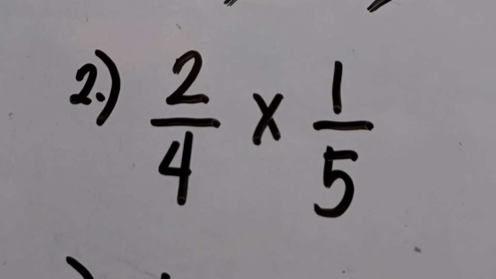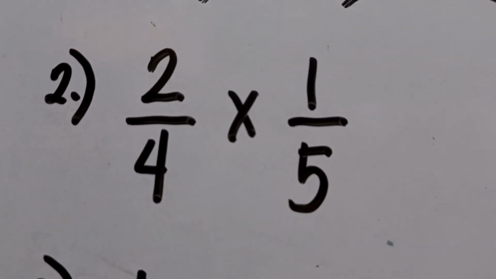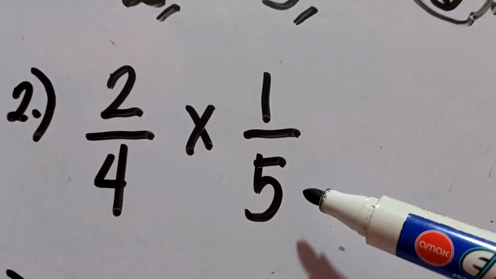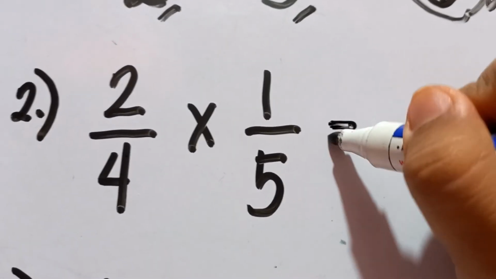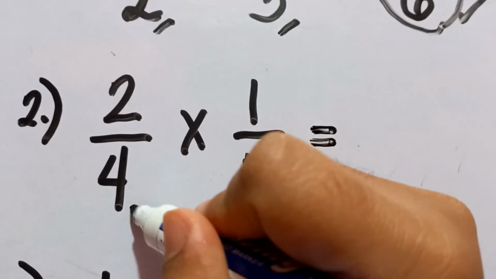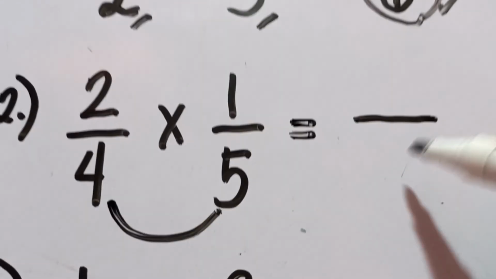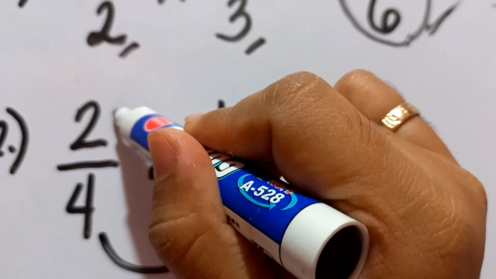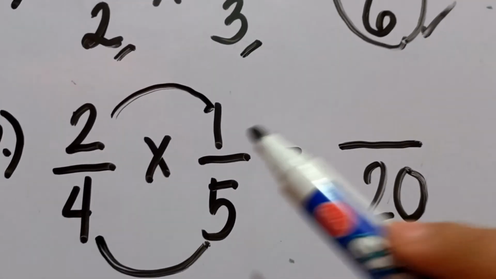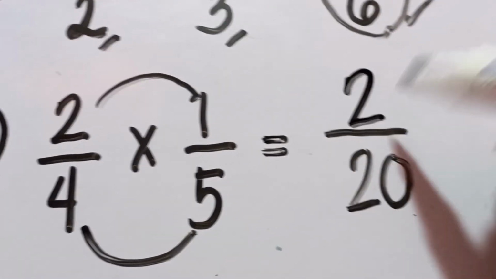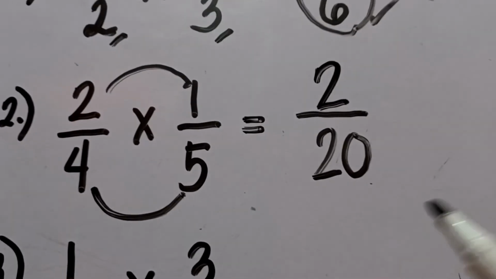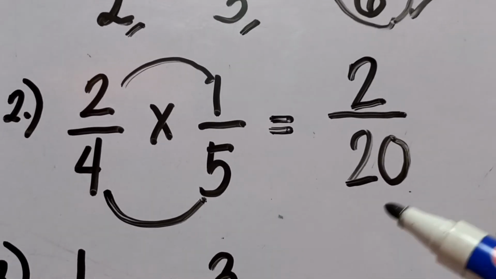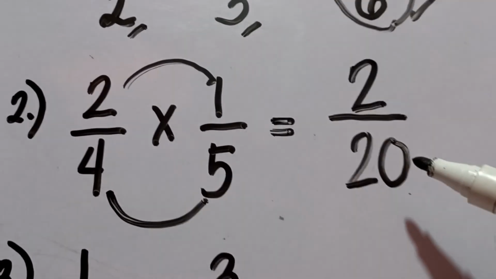We have here 2/4 times 1/5. We're just going to multiply the denominators. So we have 4 times 5 equals 20. And then, we're going to multiply the numerators. 2 times 1 equals 2. So we now have 2/20. But 2/20 can still be reduced to lowest terms.